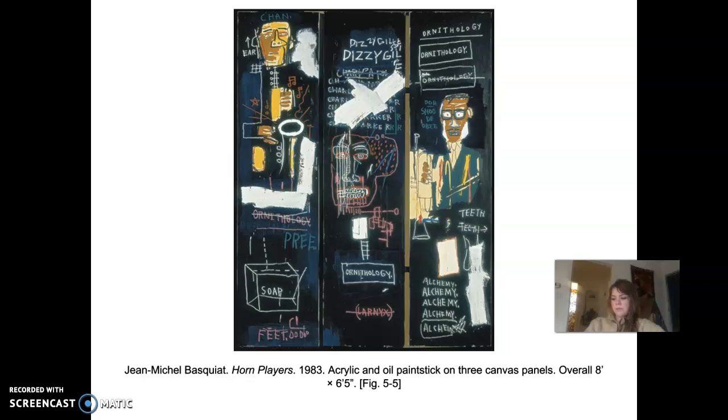He was a Brooklyn artist, and this is from 1983. It's called Horn Players, and it's acrylic and oil paint sticks on three separate canvas panels, and they're quite large, eight feet tall by a total of six and a half feet wide. So this presents interesting formal innovations. First, he created it using techniques he learned from making graffiti. He lived in New York, so that makes sense.